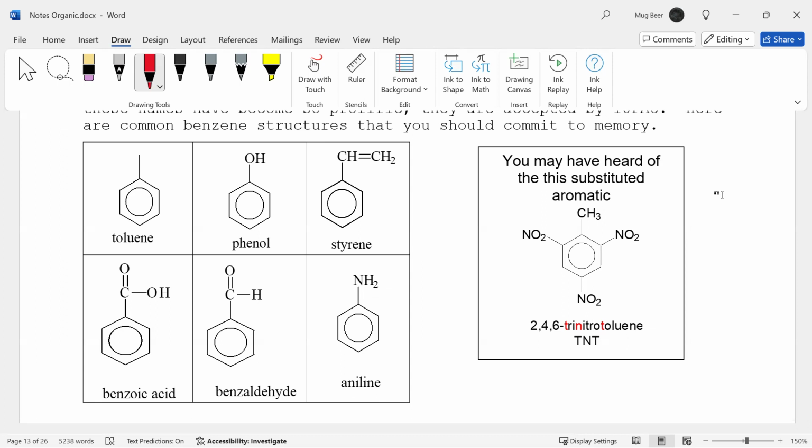NO2s attached to benzene rings, we can call those nitros. That's why this is trinitrotoluene, because there are 3 NO2s on there. If I cover them up, what do I have? I've got the toluene group with 3 NO2s attached to it.